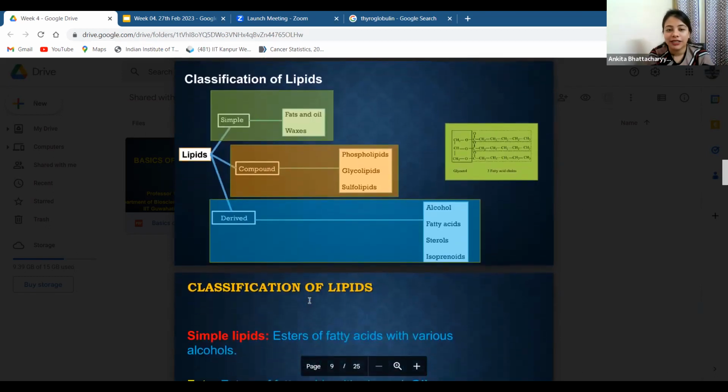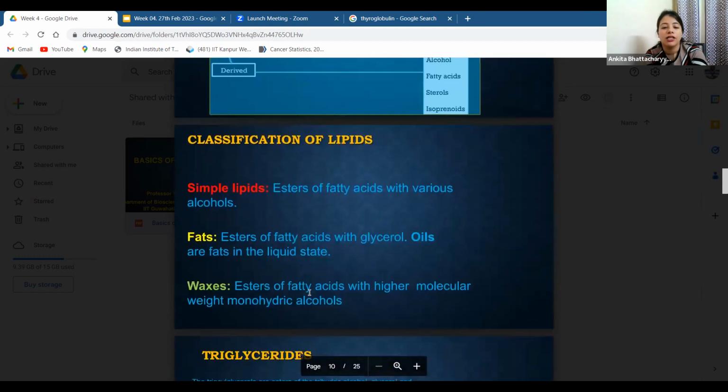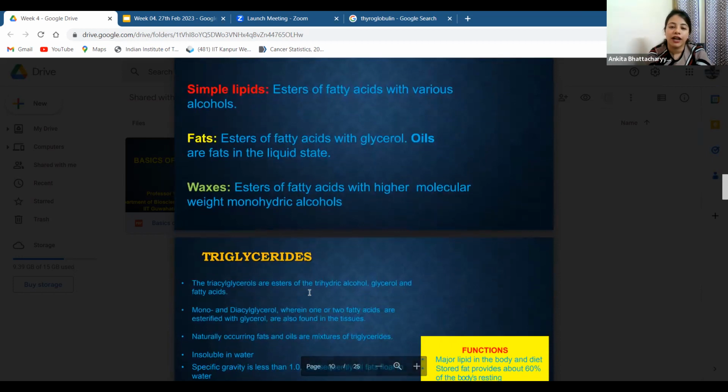Then we talked about the classification of lipids. They can be simple, compound, or derived, and we get into details about them as well. So simple lipids are esters of fatty acids with several alcohols, we have fats, and we have waxes as well. Fats in the liquid state are oils. Waxes are esters of fatty acids with high molecular weight monohydric alcohols. So that's what we see here.